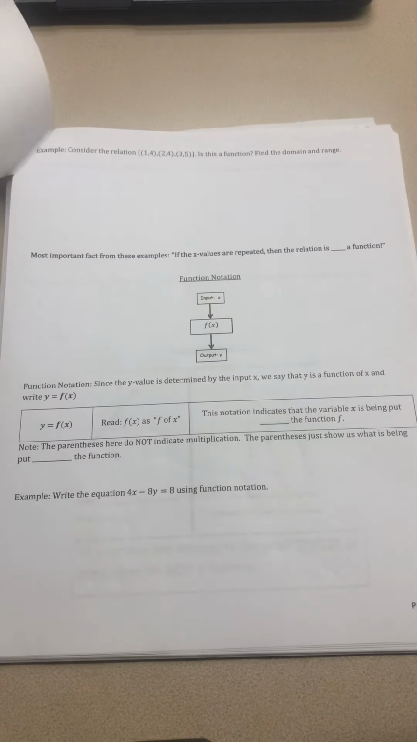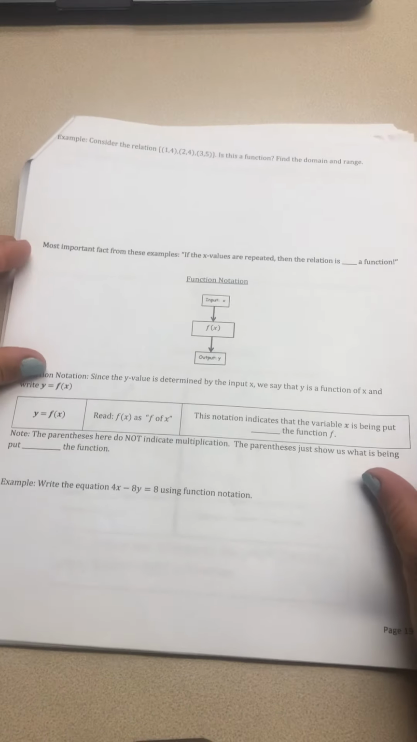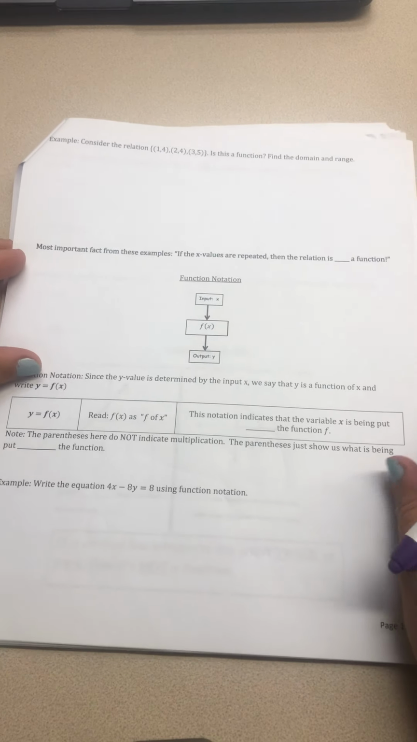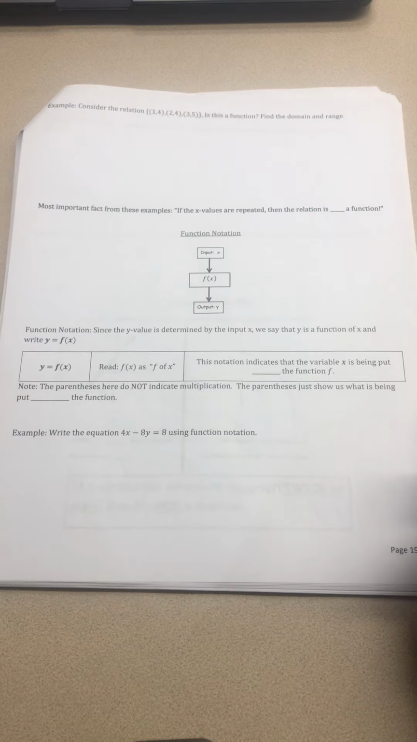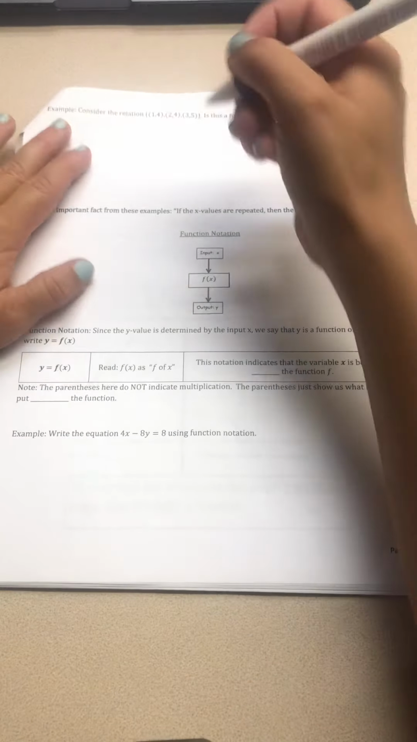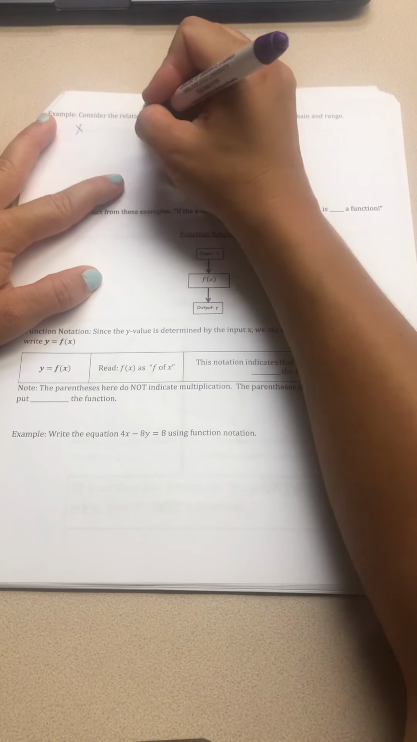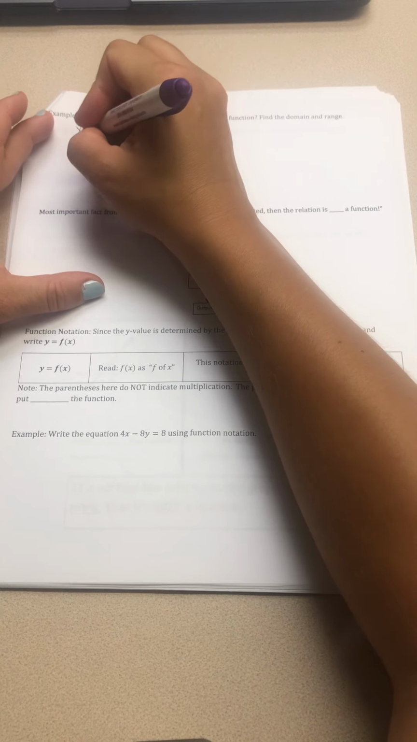Next page. Again, consider the relation {(1, 4), (2, 4), (3, 5)}. Is this relation a function? And then find the domain and range. So same concept. We need to have our mapping diagram. So our x and our y column.